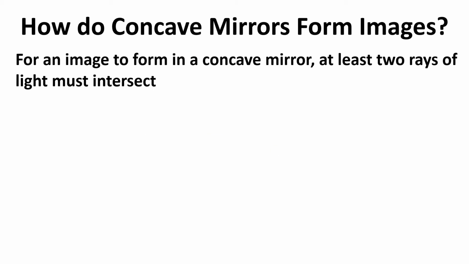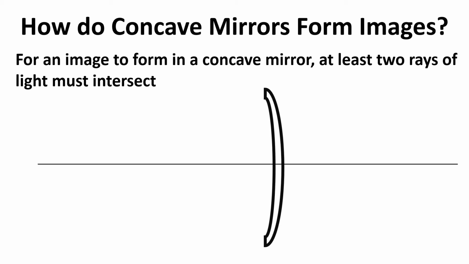For an image to form in a concave mirror, we have to have at least two light rays that intersect with each other. So let's take a look. There is our concave mirror, and we're going to draw a line that is generally meant to cut this thing in half. It is called the principal axis. A couple slides ago, we learned about the focal point, and I'm just ballparking that the focal point for this concave mirror could be right there. We also learned about a center point, and there is our center point.